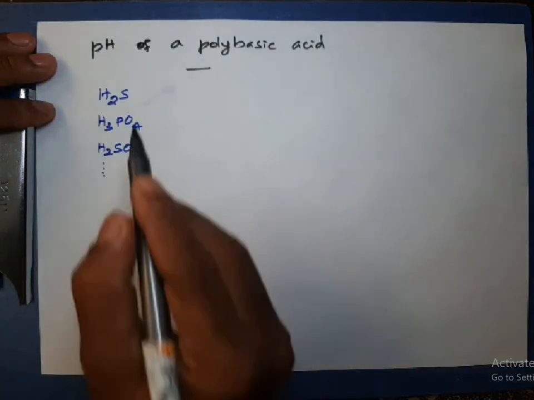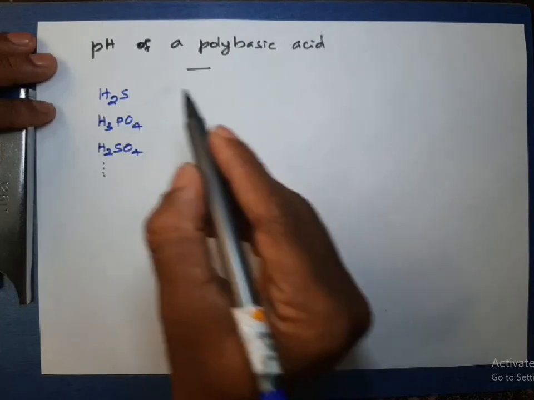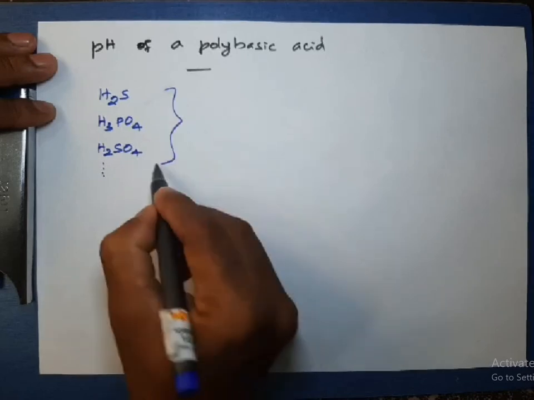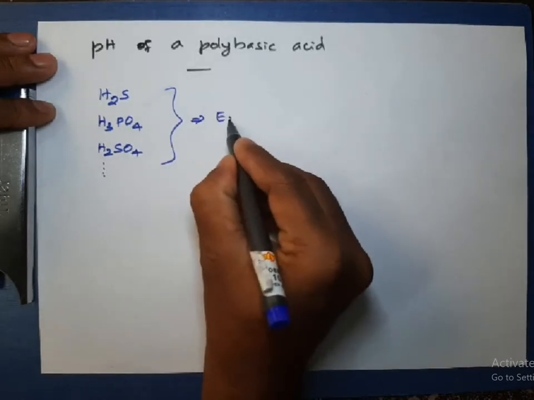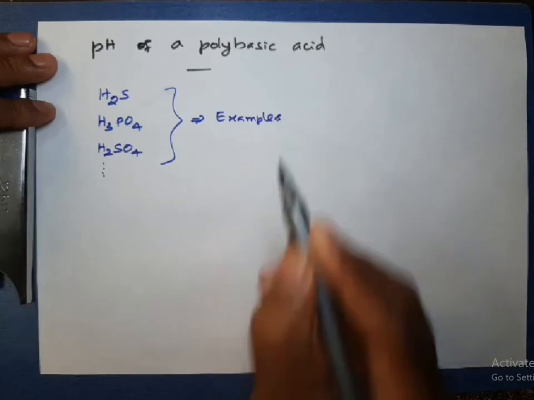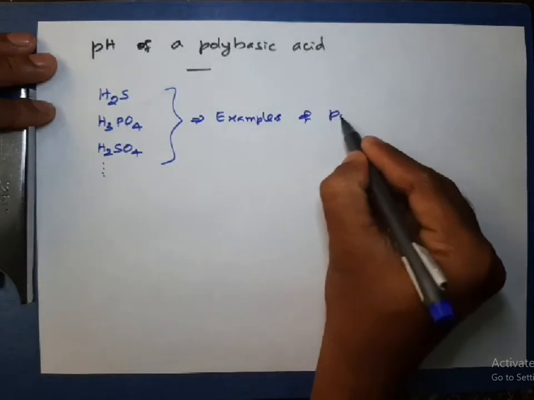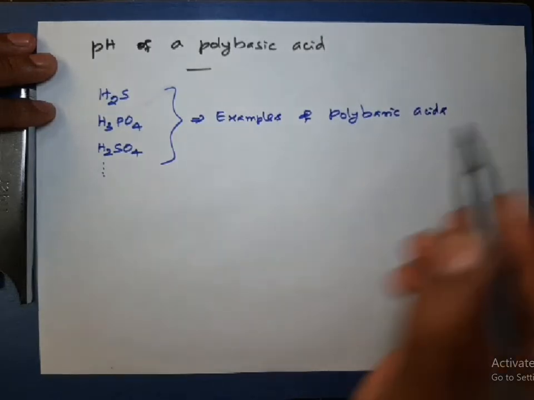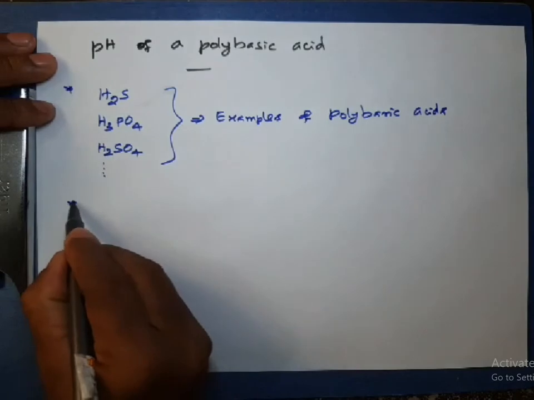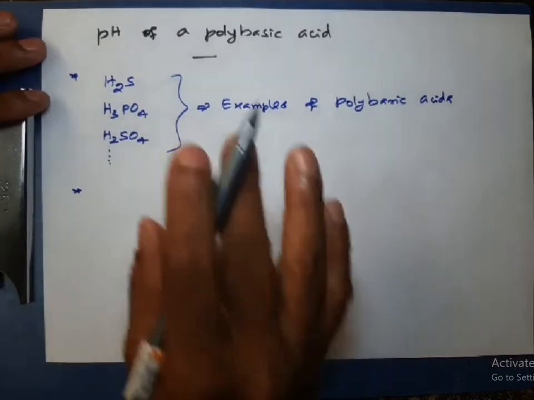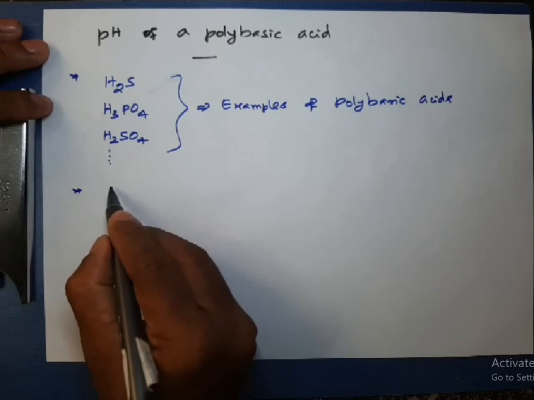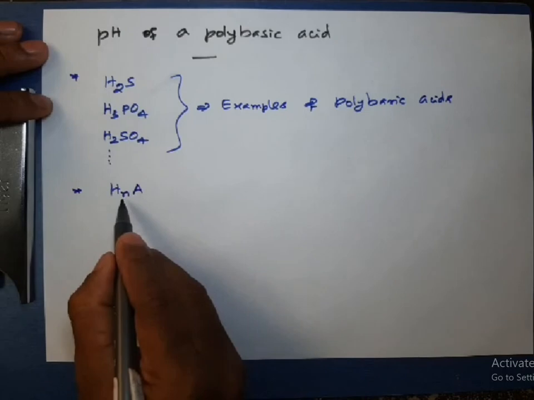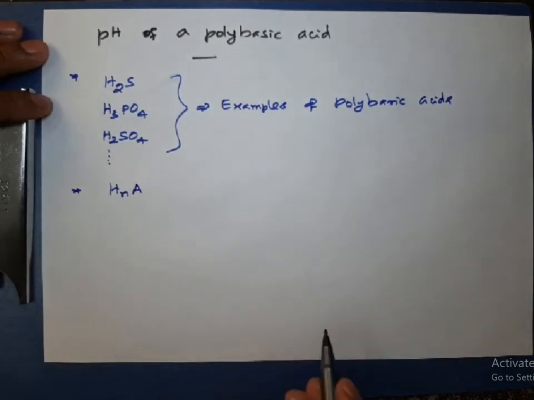So these are all examples of polybasic acids. Now, suppose I take a general formula for a polybasic acid like HnA, where n is the number of replaceable hydrogens present in the molecule.